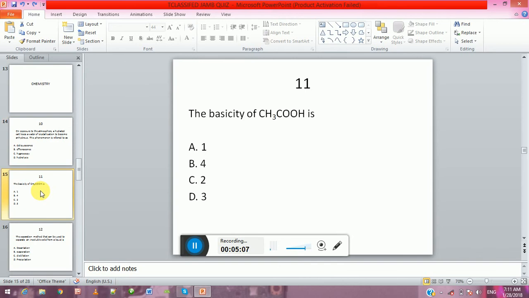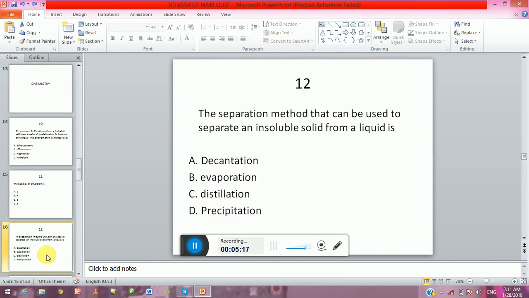The basicity of CH3COOH is A, 1, B, 4, C, 2, D, 3. The separation method that can be used to separate an insoluble solid from a liquid is A, decantation, B, evaporation, C, distillation, D, precipitation.